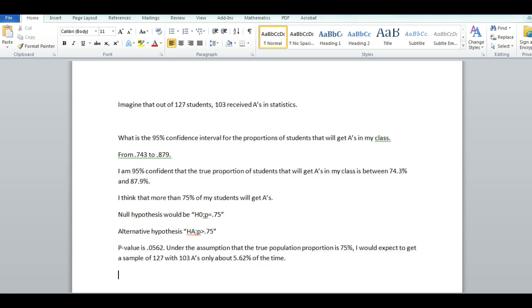So I would probably say in this circumstance, I would fail to reject H0. And I would say, I do not have evidence that the proportion of students that get A's in my class is greater than 75%. I do not have enough evidence to be able to conclude that, at least based on this sample. It's close, but it's not quite rare enough for me.